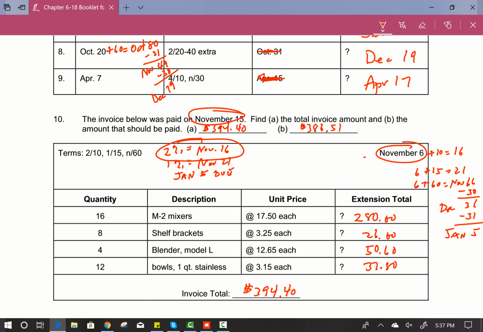386.51. The reason I took that times 98% for this 2% discount is that the complement of 2 is 98. If I use a 2% discount, that would have given me the amount of the discount. Taking it times the complement gives me the net cost of the invoice.